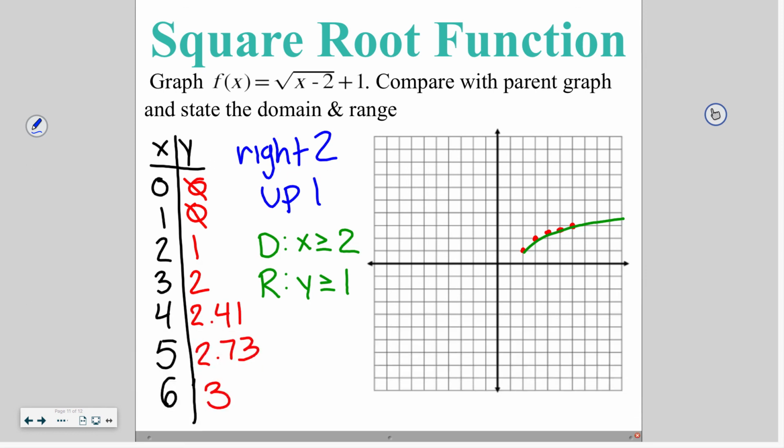We have our table. 0 and 1 did not work. We start at 2 then. After we look at the graph, we see that it's up 2 and right 1. Domain x is greater than or equal to 2, and the range is y is greater than or equal to 1.